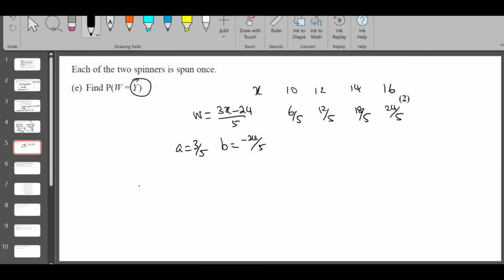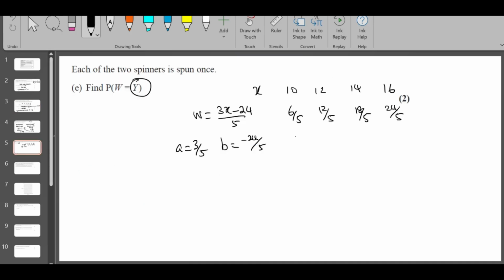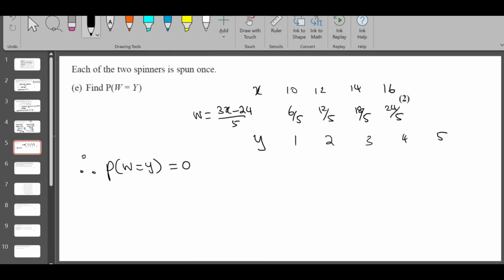Now what are the values of Y? From here the values of Y are 1, 2, 3, 4, 5. So you see, these are all the values of Y. We have to look for the values of W and Y which are the same. There are no values here in W and Y which are the same, right? So you can write, therefore P of W is equal to Y is 0, because no values are the same.